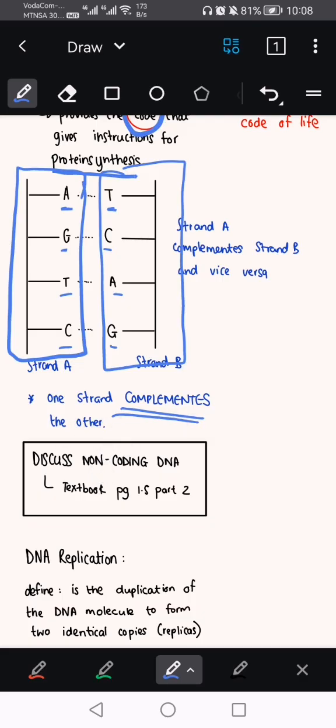What do we mean when we say it complements? We can't say it matches, because then it would be A with A. What we are trying to say is that they pair. If I say two people complement each other, it means that they fit together and work together. So if I say A complements T, it means that they work together and are bonded together. They must always be bonded together, dear Grade 12. Therefore we can deduce that strand A complements strand B and strand B complements strand A.